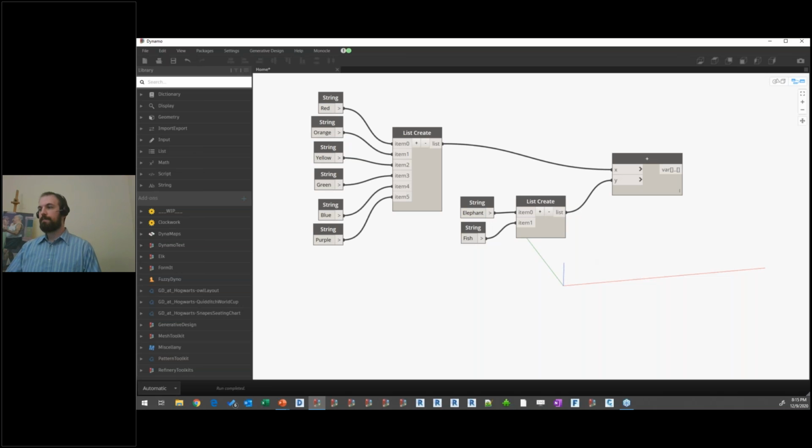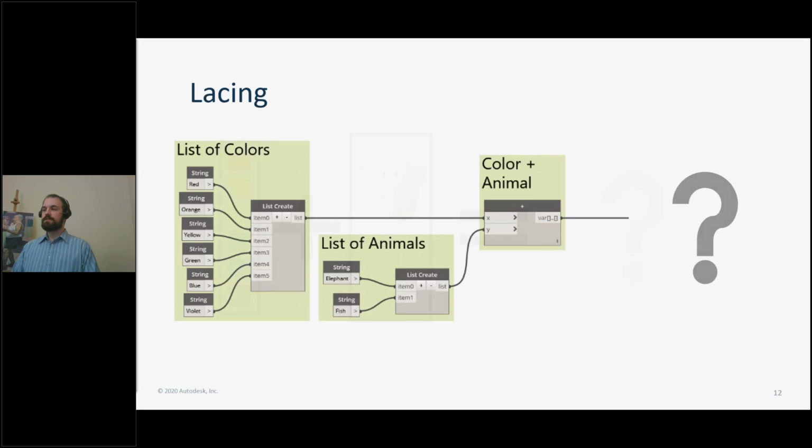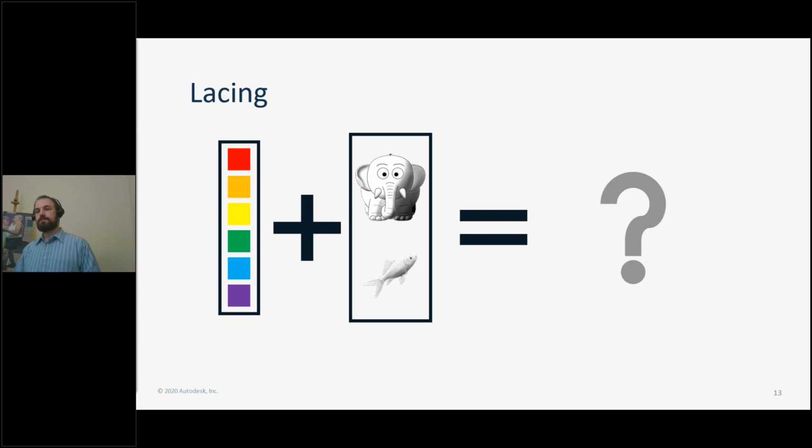So popping back over to PowerPoint, we've got our two pieces, and we can break this down visually like this, right? We've got a list of colors on the left. We're going to add those together with the list of animals. With our shortest lacing, what do we think that's going to give us? First item in the first list is red. First item in the second list is elephant. Combine those two, we get a red elephant.